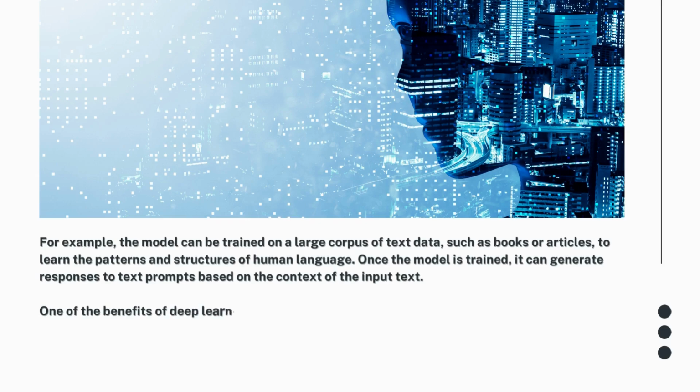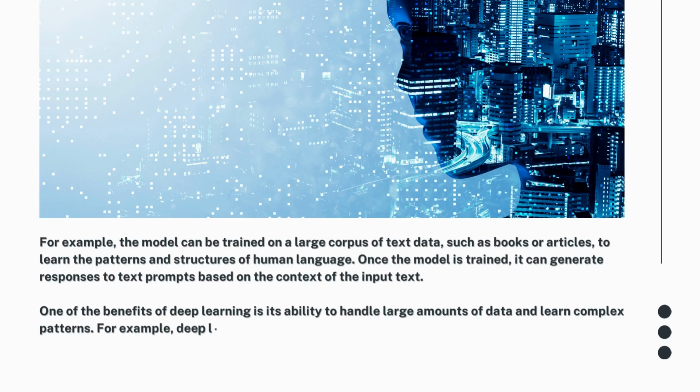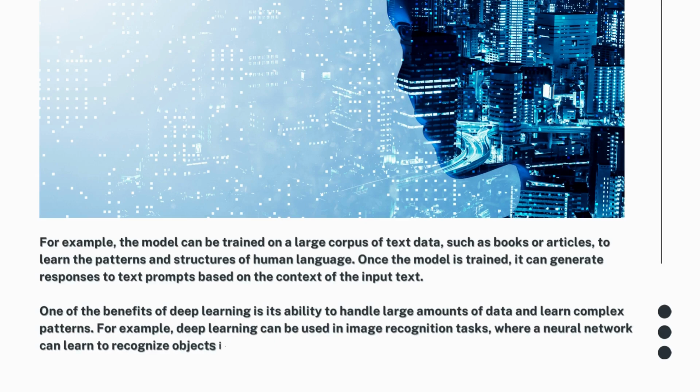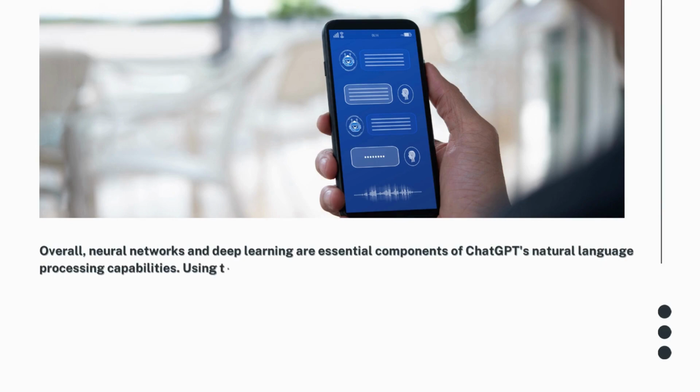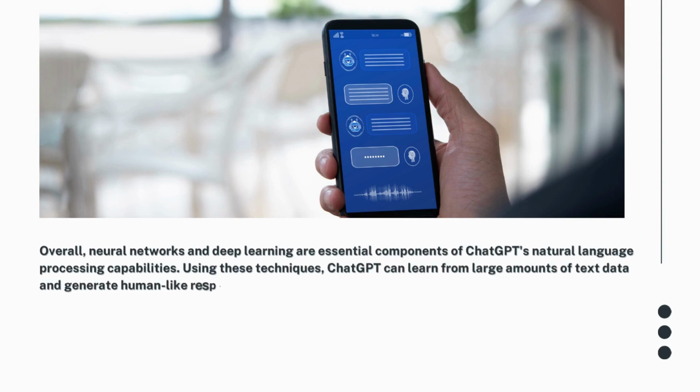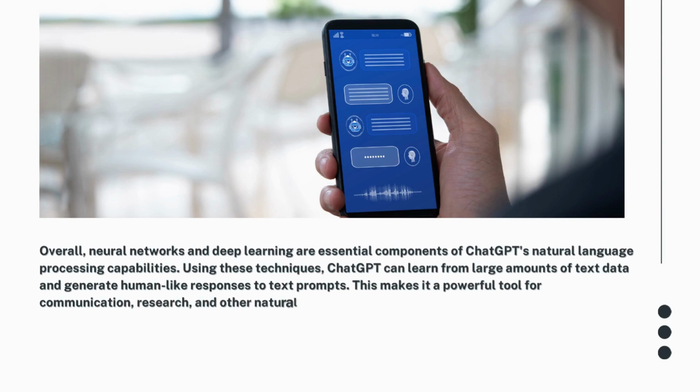One of the benefits of deep learning is its ability to handle large amounts of data and learn complex patterns. For example, deep learning can be used in image recognition tasks, where a neural network can learn to recognize objects in images by analyzing large datasets of labeled images. Overall, neural networks and deep learning are essential components of ChatGPT's natural language processing capabilities. Using these techniques, ChatGPT can learn from large amounts of text data and generate human-like responses to text prompts. This makes it a powerful tool for communication, research, and other natural language processing applications.